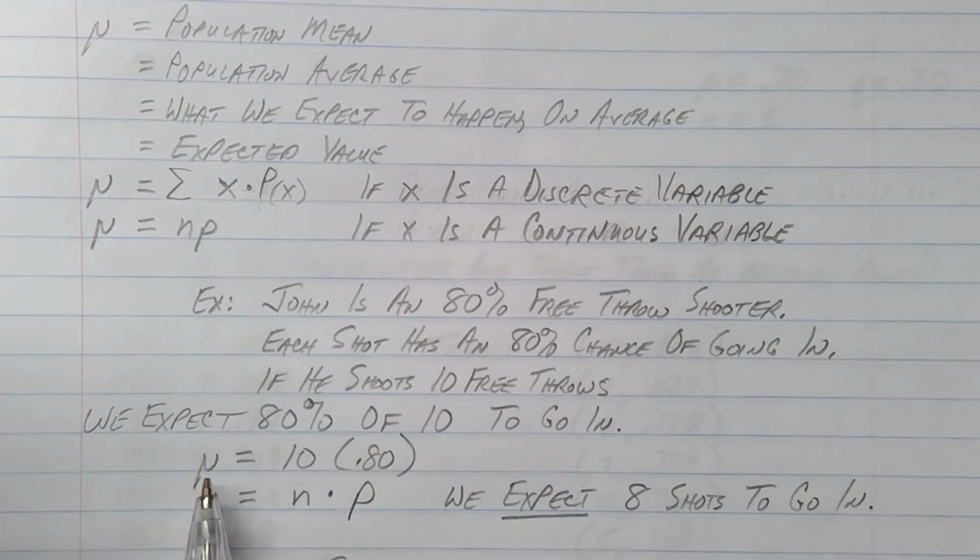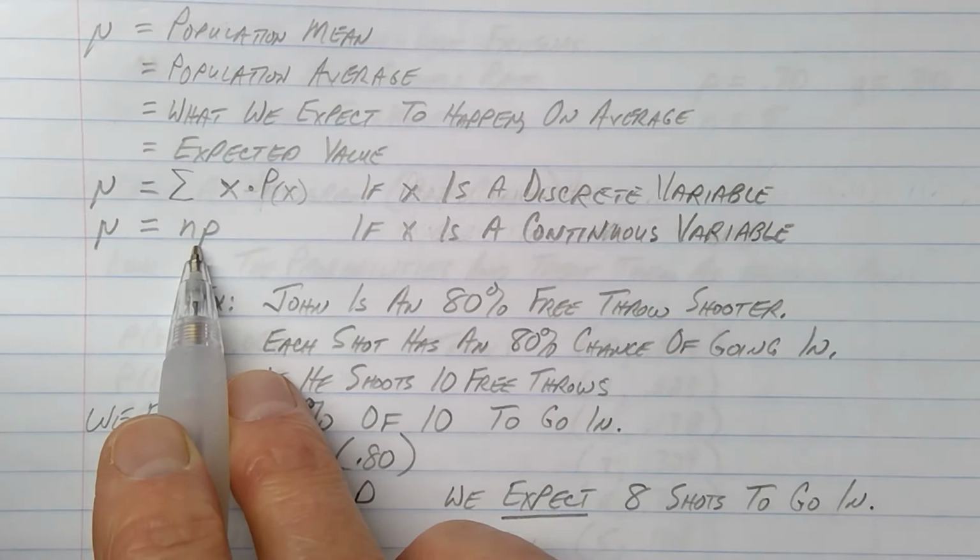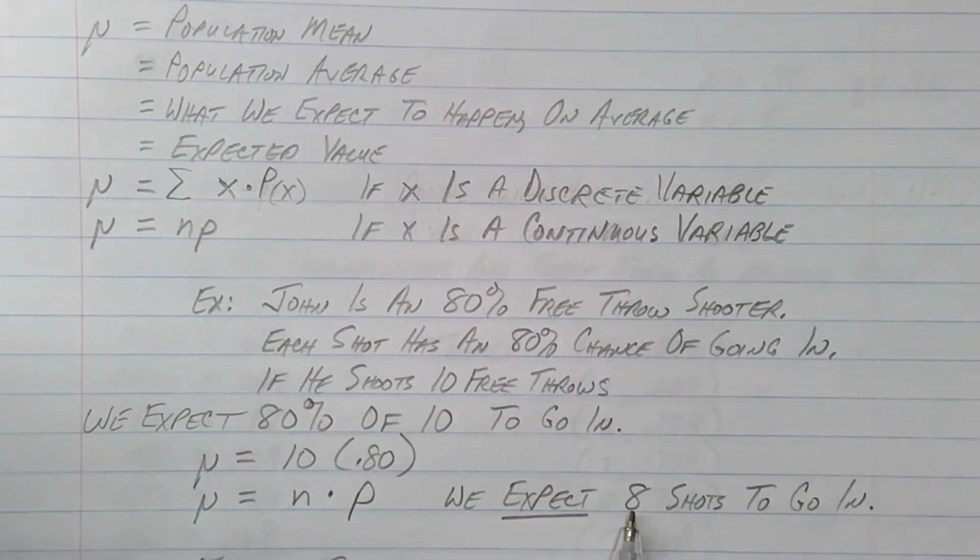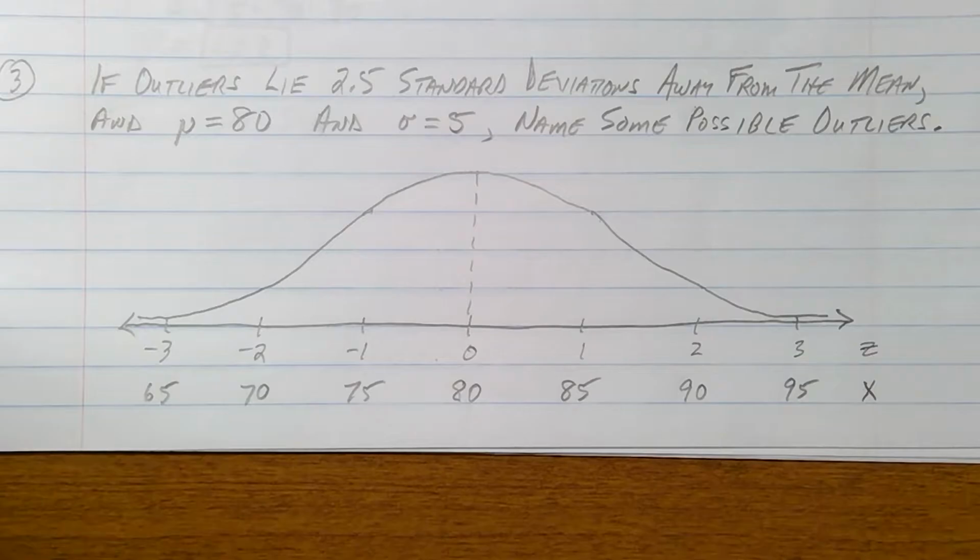So our expected value, mu, is the number of shots we're going to let him take times the probability that a shot goes in. All right, so n times p, that's this little formula right here. We expect 8 shots to go in, 8 out of 10. 10 times 0.80 is 8. That's kind of how expected value works.